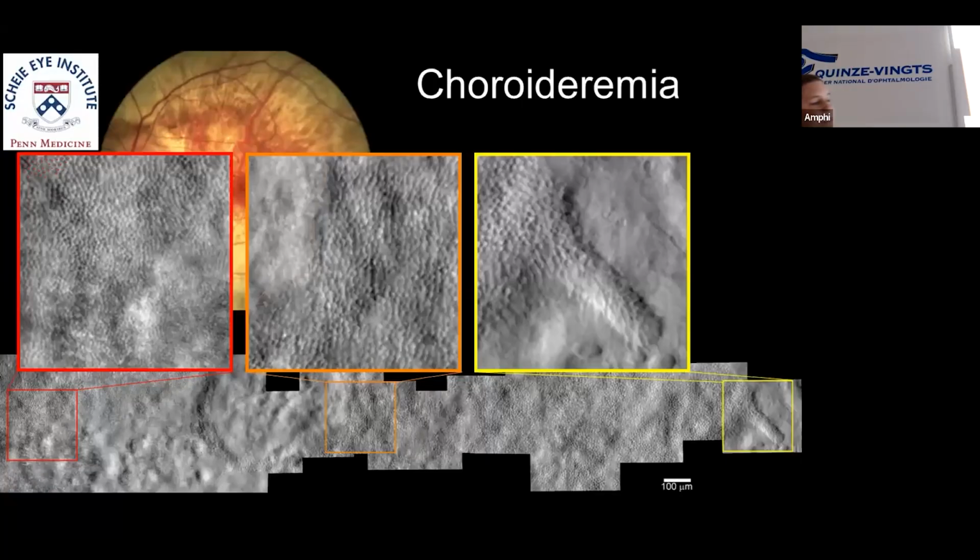And then just another feature that's common in choroideremia are these outer retinal tubulations, which on our en-face pictures look like finger-like projections that extend out from that central area. The remnant photoreceptors are along that tube.